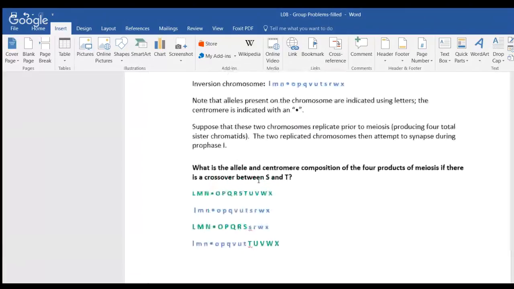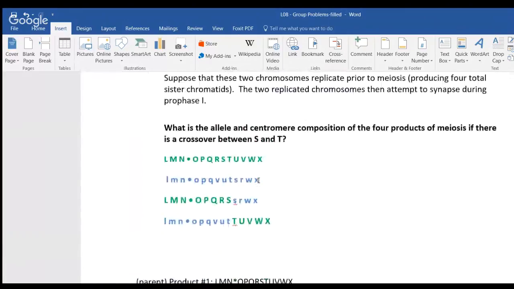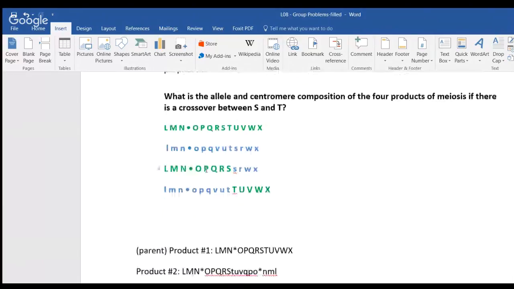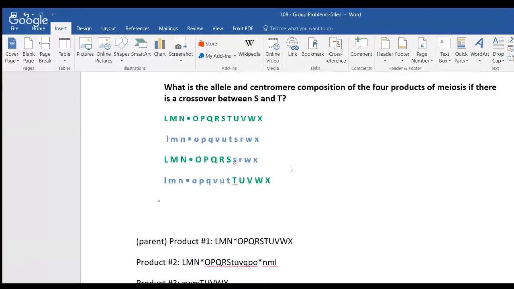Now, if you're like me, you probably thought at first that this was the proper way to do it. You just put the 2 parents, and then you cut them wherever S and T are, and you put the ends on the opposite chromosome. It turns out that's not the proper way to do it.